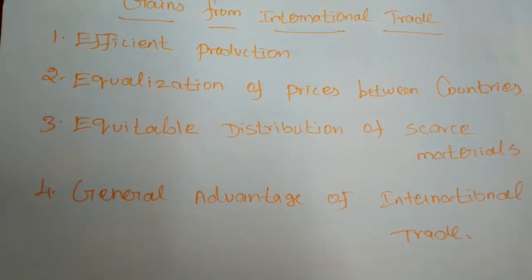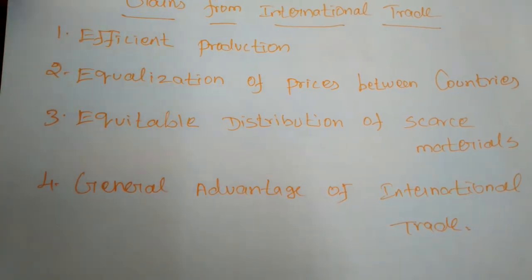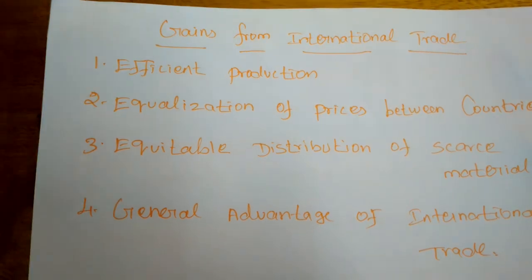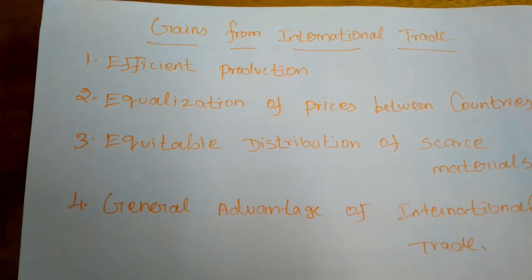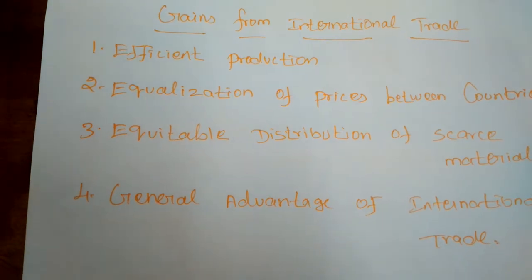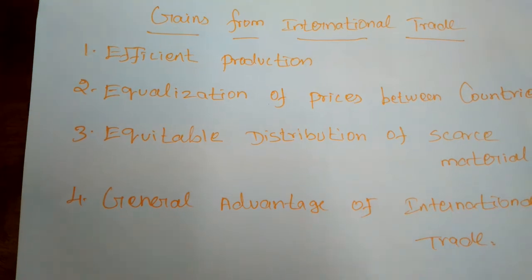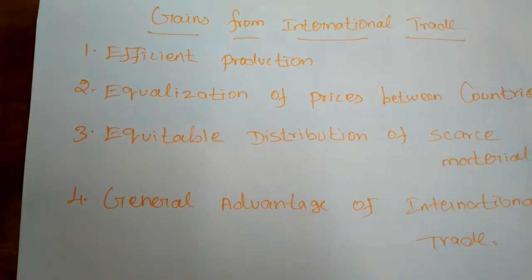So, the gains from international trade may be categorized under four heads. The first one is efficient production. International trade enables each participating country to specialize in the production of goods in which it has absolute or comparative advantages.